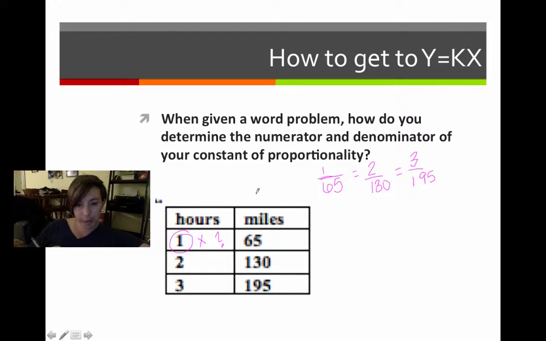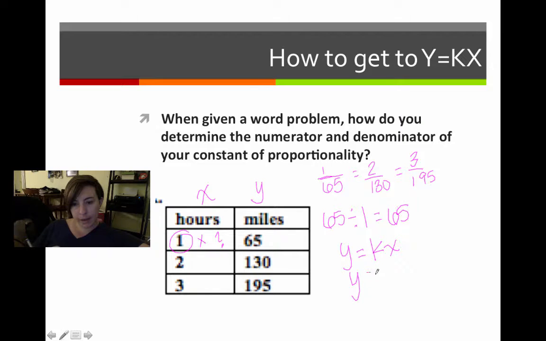And you can do that by, assume this is your x value and your y value, you calculate the unit rate by dividing your y divided by your x. So I can divide 65 divided by 1 to get my unit rate, or my constant of proportionality, which is 65. And then I just plug it into the equation. y equals kx, y equals 65 times x.